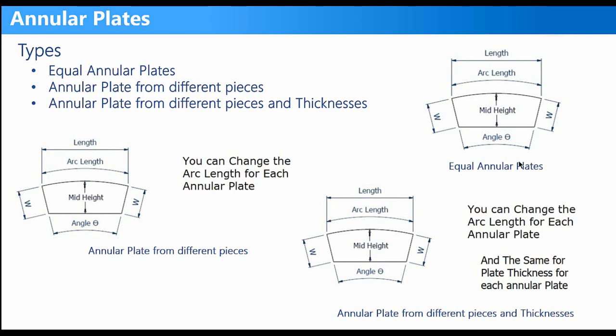The second one is the annular plate from different pieces. This time, you have the ability to define the arc length for each annular plate, but the thickness will be the same for all. The third type is annular plate from different pieces and thicknesses. In this type, you have the ability to make both the arc length and the thickness differ from one plate to another. So the main difference between the three types is the control over the arc length parameter and the thickness parameter.